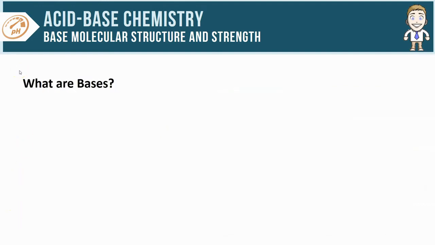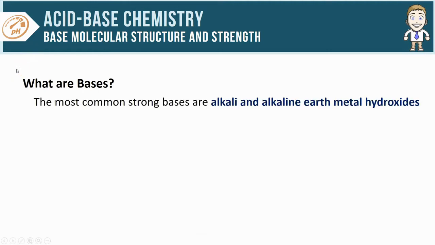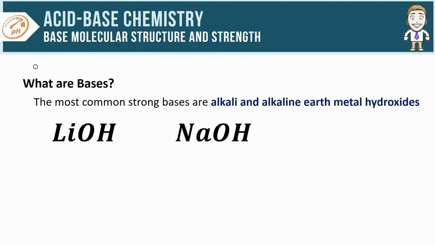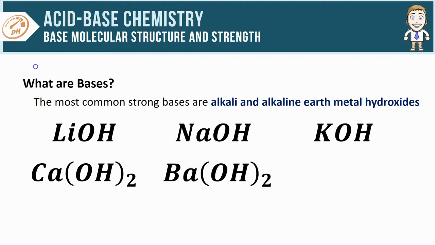So let's start off by clarifying what exactly bases are. They're a little bit confusing in that there's some different types out there. The most common strong bases are alkali and alkaline earth metal hydroxides that look like this: lithium hydroxide, sodium hydroxide, potassium, calcium, barium, or strontium, to list just a few. As you look around online or in different textbooks, you'll see some different ones added to this list, but pretty much when a base looks like that, it is going to be considered a strong base.